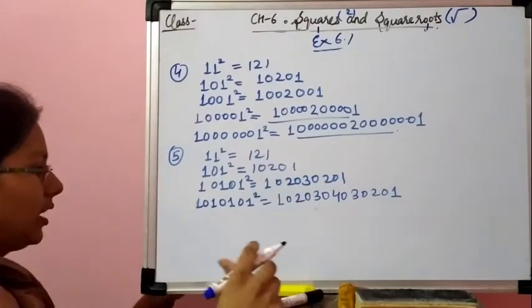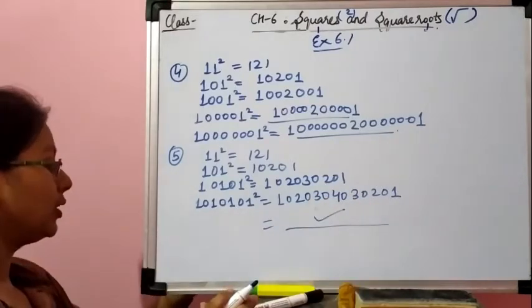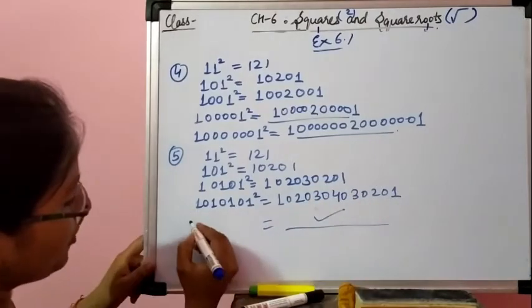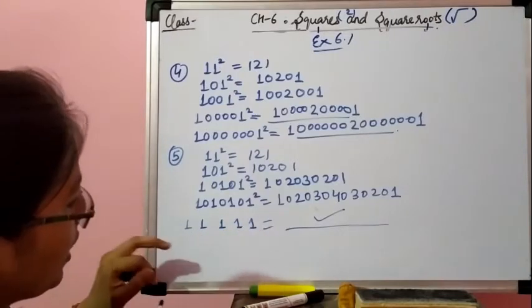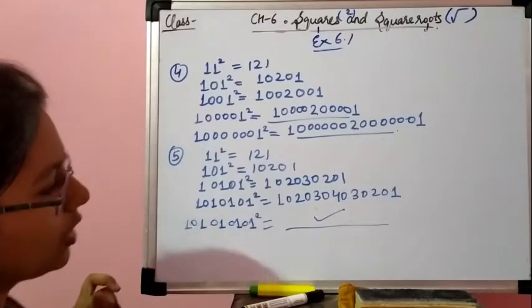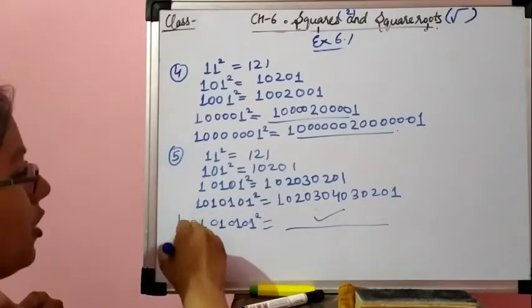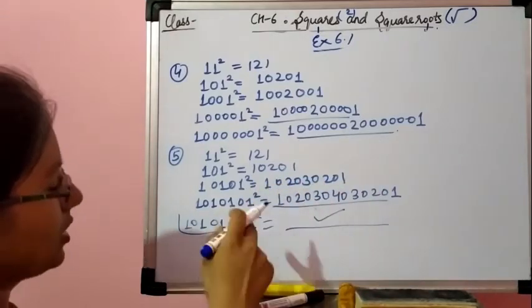And if this part is given to us on one side, up to where has the counting gone? It has gone up to 5. Means 5 ones will come, and 0 will come in between. Okay, so this is the answer for question number 5. These two are the answers.